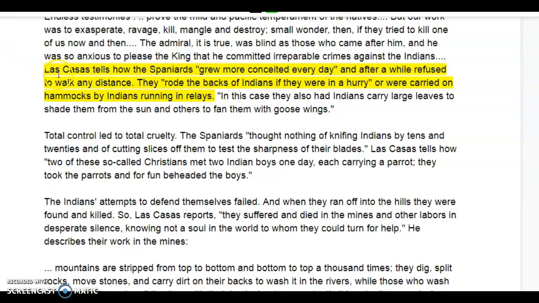And then lastly, we have this other excerpt here, that Las Casas tells how the Spaniards grew more conceited every day, and after a while refused to walk any distance. They rode on the backs and were carried in the hammocks of the Indians running in relays. This gives me a good indication of the fact that they wanted to act privileged. You have other reports mentioned earlier about how deadly and violent they were to the Native Americans. But here I'm more concerned with how we support that claim sentence: the fact that they wanted to seem like nobles and the fact that they carried that out.